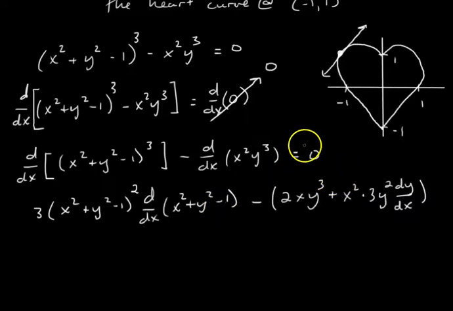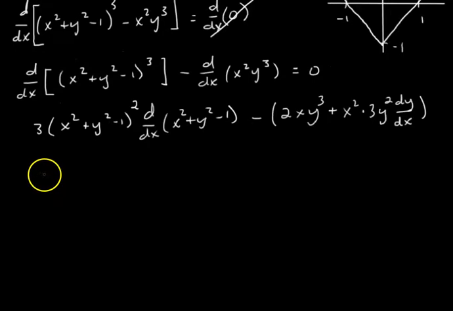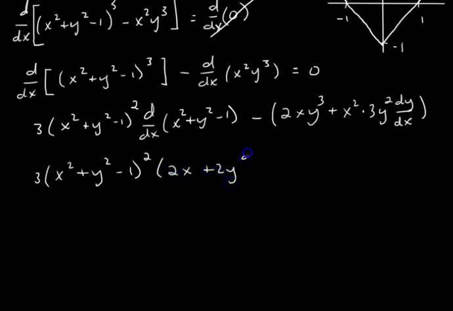But anyway, now we got to do one more derivative, and then I'm going to give you a tip so that the algebra doesn't get absolutely out of control. So now we have this 3 times the quantity x squared plus y squared minus 1 squared times this derivative. So this is easy. You distribute this derivative across the sum. So we get the derivative of x squared plus the derivative of y squared minus the derivative of 1. So this is just 2x plus 2y, and then we have that dy dx. And then the derivative of -1 with respect to x is just 0.